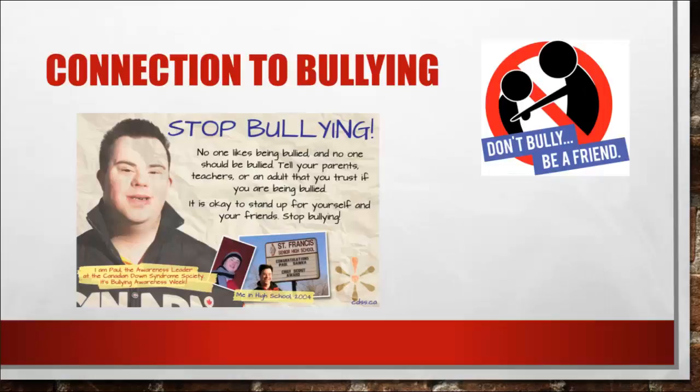Now that we have talked about these different types of birth defects, let's talk about its connection to bullying. What is bullying? Bullying is unwanted aggressive behavior among school-aged children that involves a real or perceived power imbalance, according to StopBullying.gov.